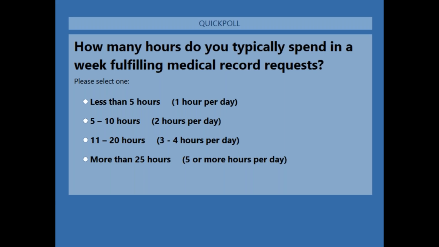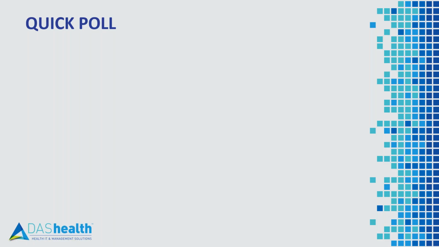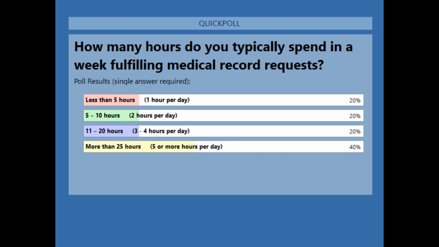I'll go ahead and give you a couple more seconds. So I'll close it out in 5, 4, 3, 2, 1. And let me share that with you. It looks like 40% is more than 25 hours a week, and the rest spread evenly across the other 3 categories.